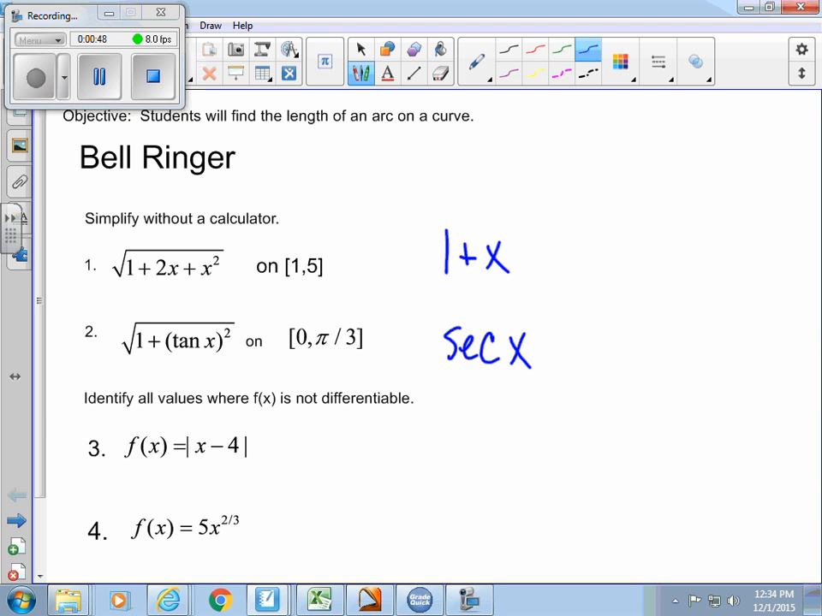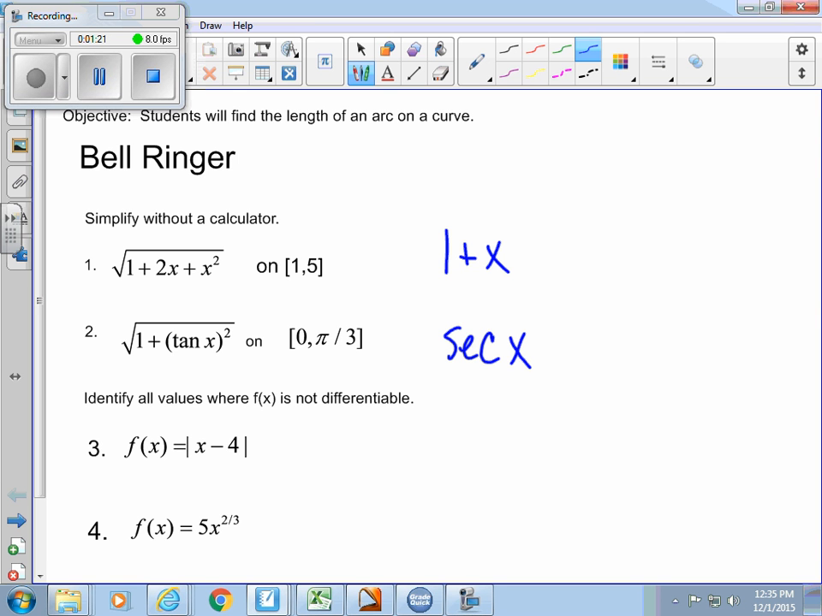What's differentiable mean? Able to find the derivative at those points. When can you not find derivatives? Sharp corners. Cusps. Okay, so an undefined derivative in general, and also which would be like a vertical tangent line. So discontinuities.